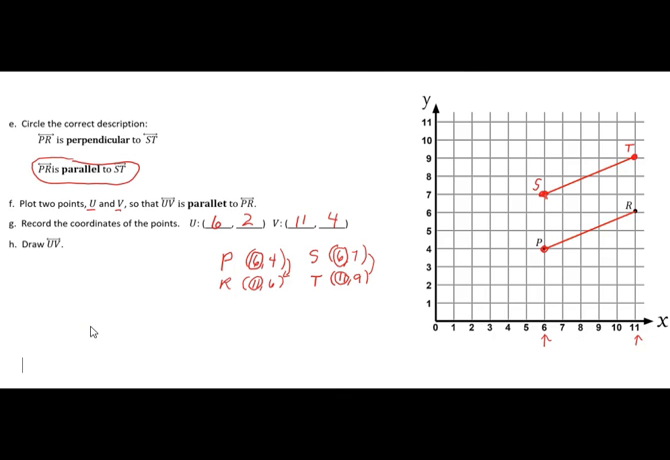So we have U is at 6, 2, so go over 6, up 2, and V is at 11, 4, so I go over 11 and up 4, and I'll mark those U and V, and then I'll connect those points to make a line. And there's line UV, and you can see that it is parallel to line PR. So it's through this careful study of number patterns that helps us create lines with certain qualities on the coordinate plane.